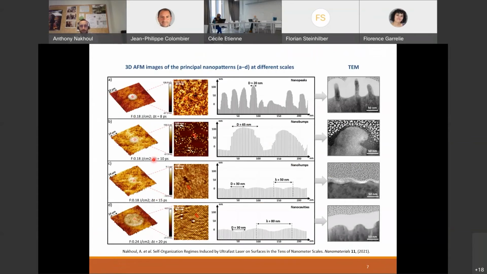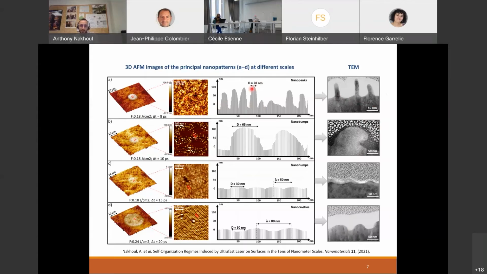By interpreting the AFM images, we can observe the diameter of our nanostructures. For the nanopeaks, it's about 20 nanometers. And on the right, we have the transmission electron microscopy results in good resolution. It was important to observe this, because sometimes we can be mistaken by using only the AFM. So here it's really complementary, and it's clear that what we are observing is correct.